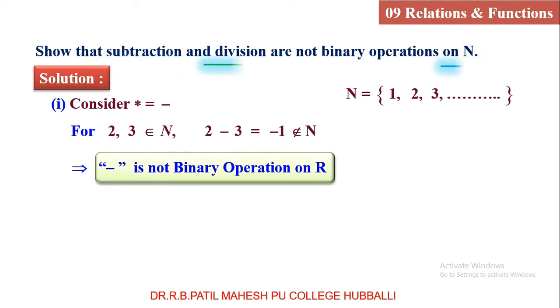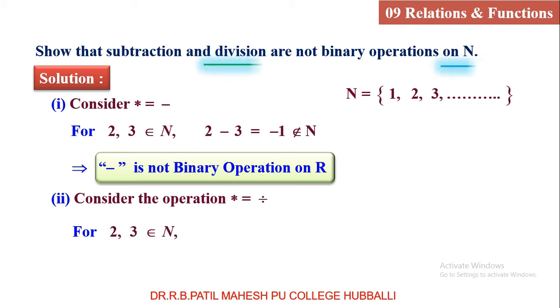Then for division, consider the operation star equal to division, here for 2 and 3, same elements from the set of natural numbers, but the operation is division. So 2 divided by 3 does not belong to the set of natural numbers. Definitely fractions are not there in the set of natural numbers, but 2 and 3 belong to N. Hope you are understanding, students.